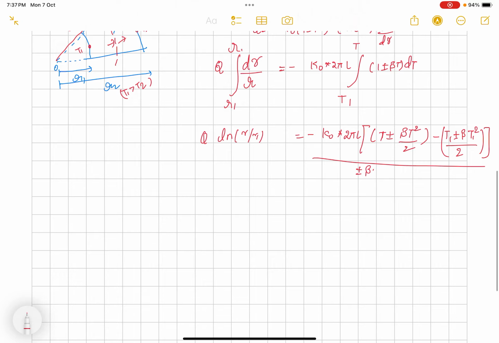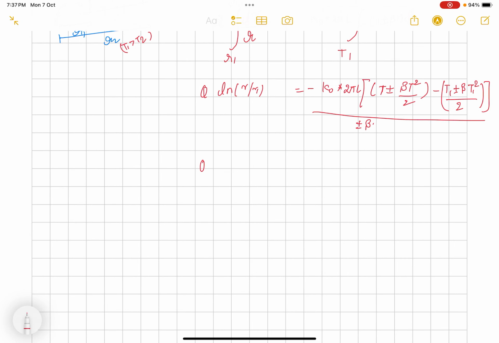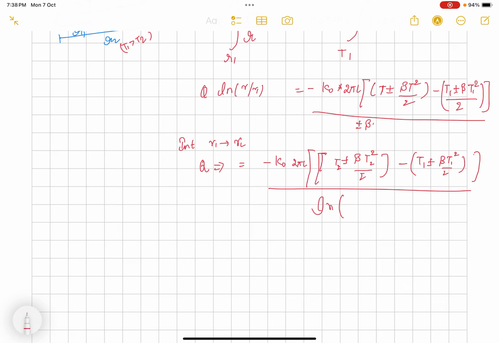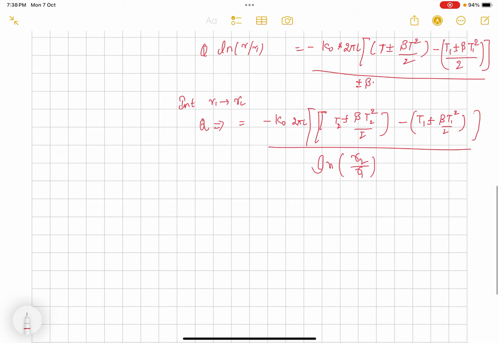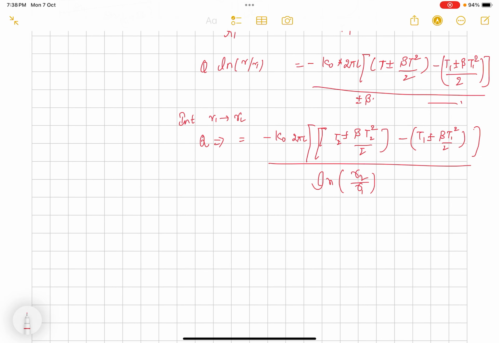Again integrating from r1 to r2, we can have Q equal to minus k naught 2 pi L times [T2 plus beta T2 square by 2 minus (T1 plus beta T1 square by 2)], divided by ln(r2 by r1).